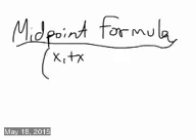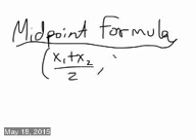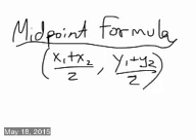Now, one thing about this, and we've already dealt with the stats part in this particular concept, but what's it called when you add two numbers and divide by 2? You're finding the average. That is all you're doing. You're averaging the x's and you're averaging the y's. That is all the midpoint formula is trying to tell you to do. Okay? So that is it.